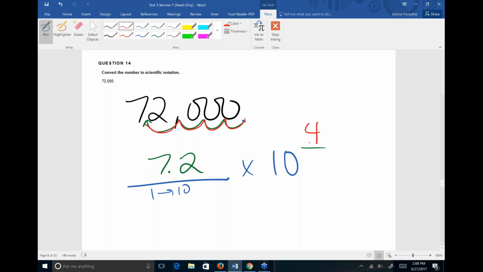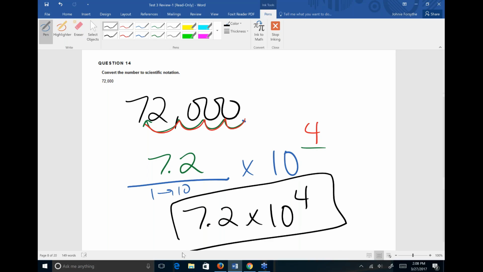This is a very large number, 72,000. So that's why your exponent is a positive exponent. It makes 7.2 times 10 to the 4th, 7.2 times a big number. If this was like 0.00000 something, then your exponent would need to be negative, because that's a very, very small number. But your final answer here is just 7.2 times 10 to the 4th power. Okay, that's how you convert to scientific notation.